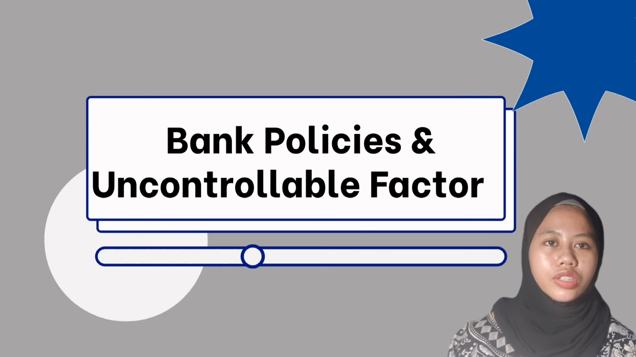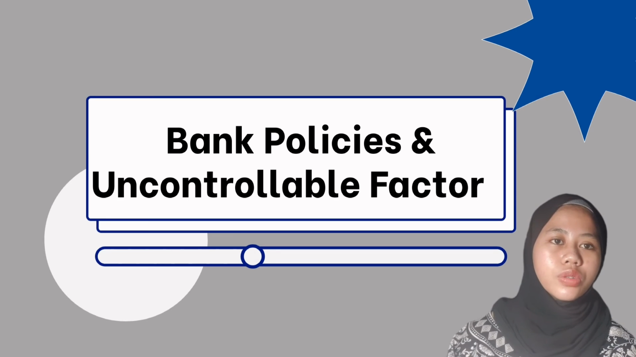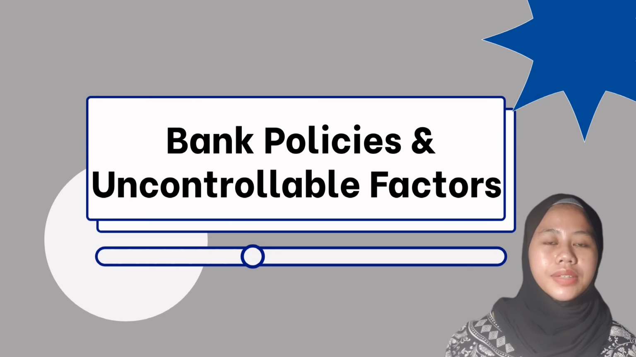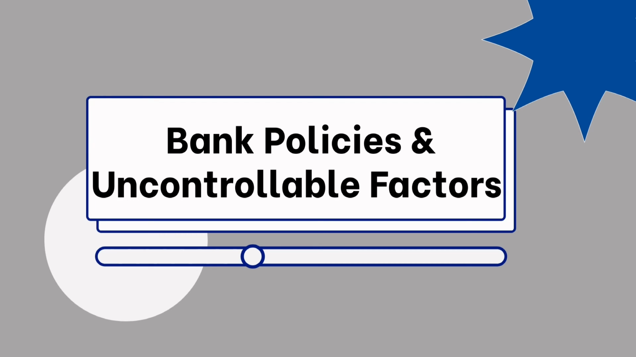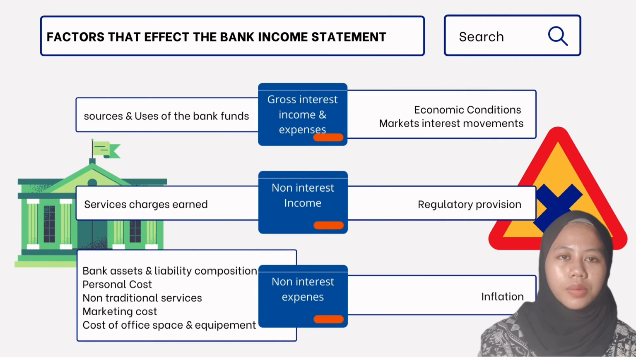Bank policies and uncontrollable factors can influence the income statement. To elaborate, changes in those factors can influence the income statement, which can affect the net income, and through that, ROA and ROE also change. Bank policies are a controllable factor that can be controlled by banks. These are the factors that can affect the income statement. On the left side are the bank policies, and on the right side are the uncontrollable factors.